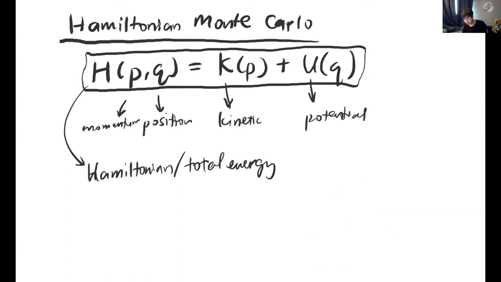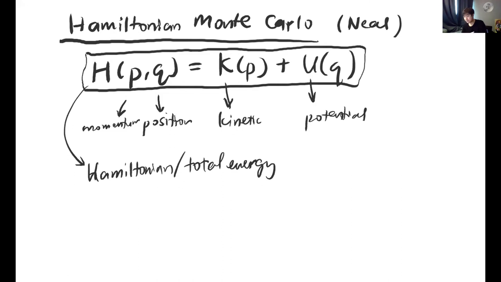This method is due to Radford Neal, fairly recently, in the late 80s or 90s. Radford Neal is a famous statistician who's still alive. He developed this and called it the hybrid Monte Carlo because it's a hybrid between different ideas. But now people call it the Hamiltonian Monte Carlo, HMC for short. So here, I am assuming a few things, right?